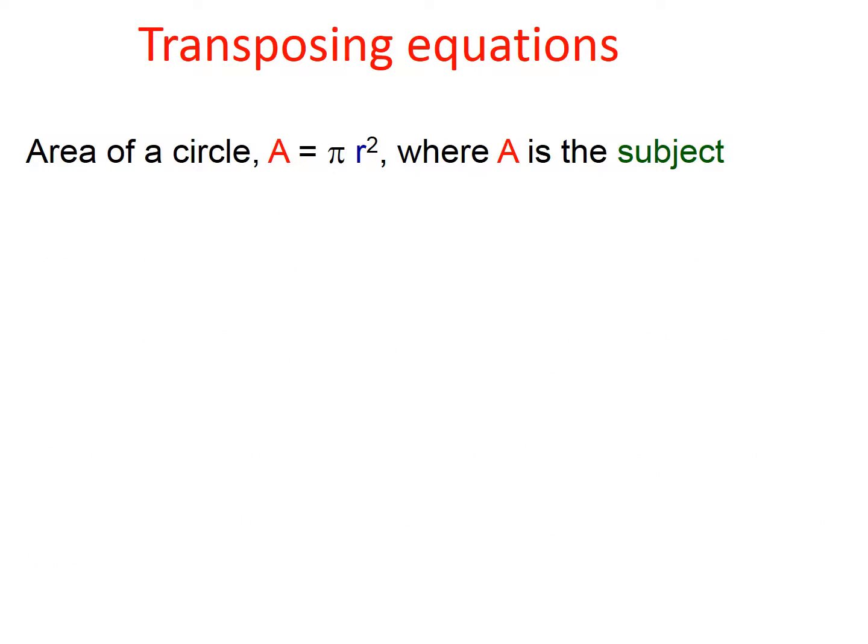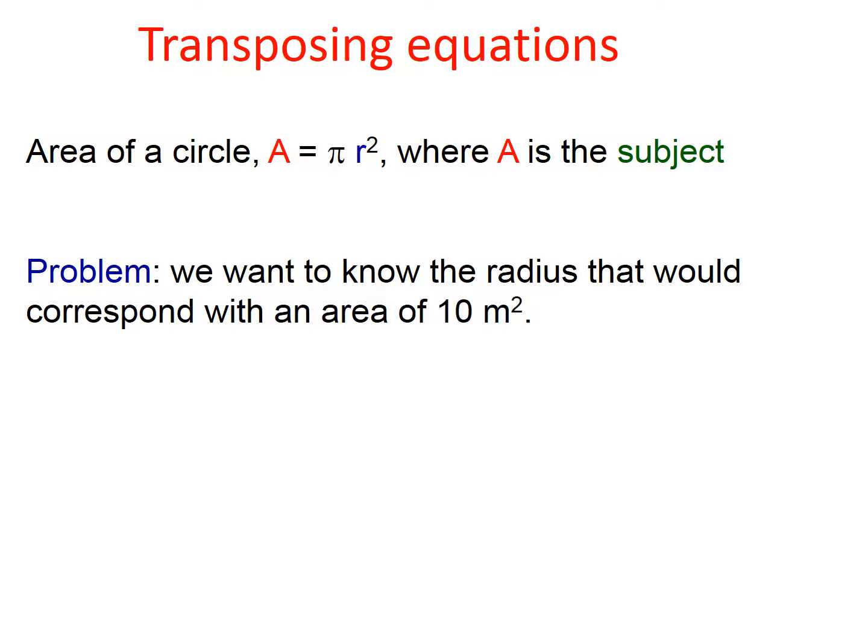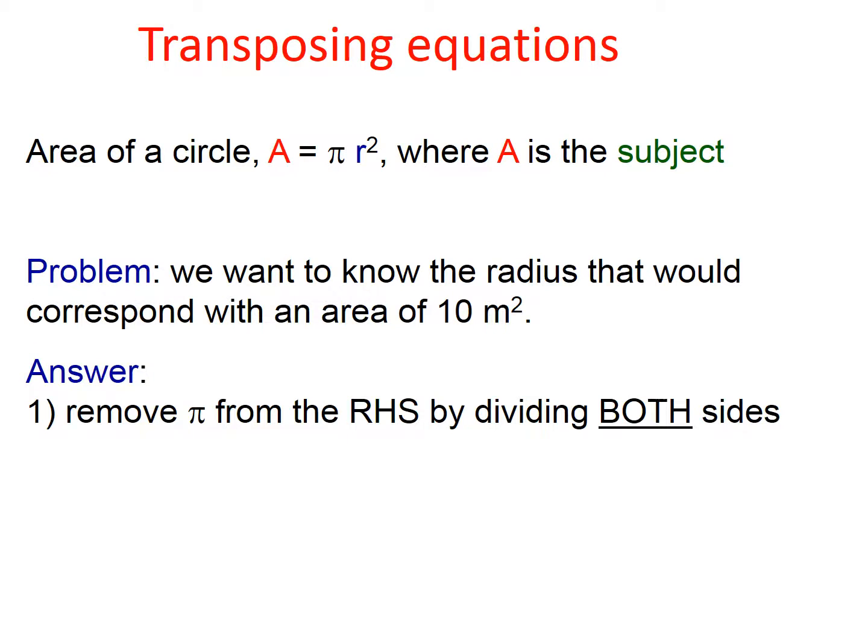So in this case, I'm going to whiz through this example super quick. What if we wanted to know what r was? So we wanted an equation where we could work out the radius of a circle of known area. The first thing you might want to do is remove pi from the right-hand side of the equation. So you just divide both sides of the equation by pi. So you have A equals pi r squared, you divide both sides by pi, just done the same thing to both sides.